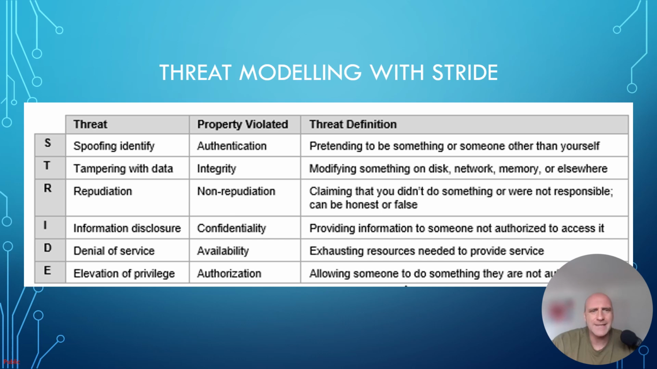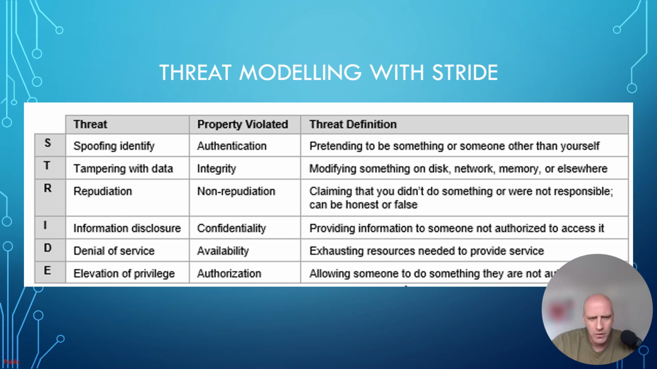So S stands for spoofing identity, and the property that can be violated is authentication. So it's essentially someone pretending to be someone or something other than yourself. The next one, the T, stands for tampering with data. So it violates the integrity property. So it's modifying something on a disk, on a network, memory, or elsewhere.